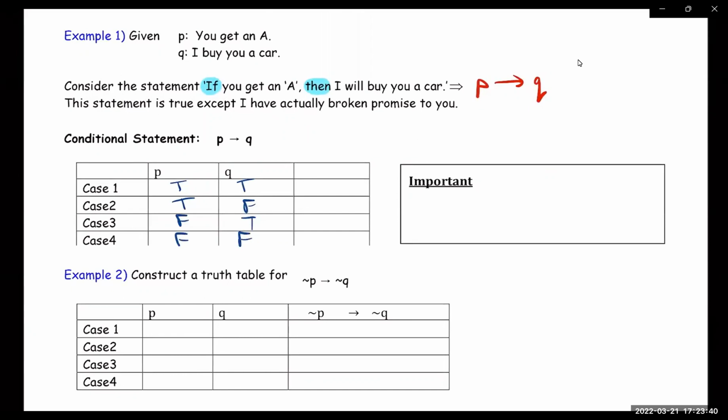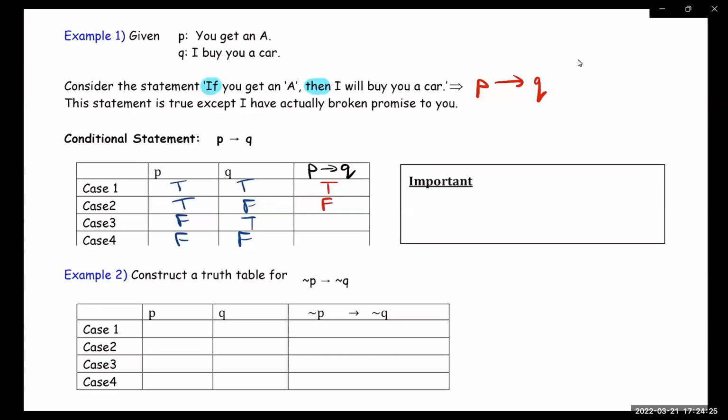And we're looking for P, if P then Q, the conditional statement. So for the first one, it's going to be if true, then true. There was no broken promise, right? They held up their end of the bargain, so this one is true. All right, the next one is if true, then false. That's a broken promise, right? The person got the A, but I didn't buy them the car. So that's where I broke my promise. So that's a false statement.